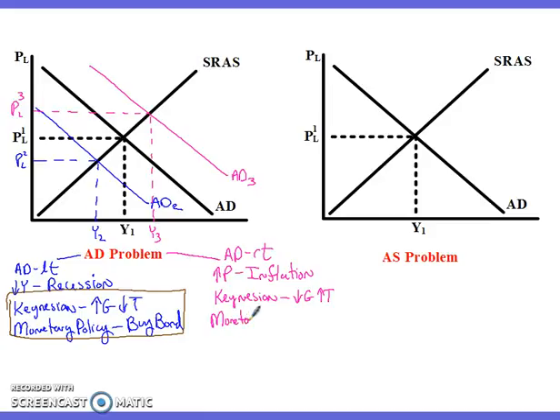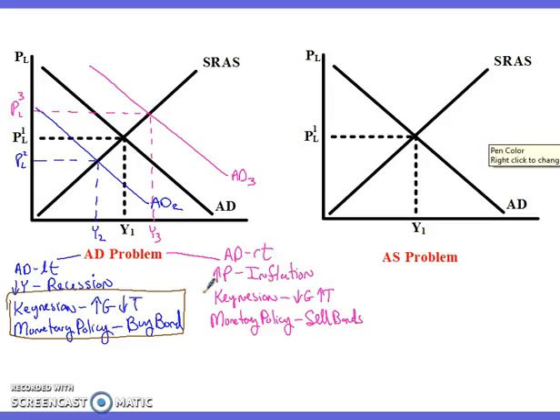Or you could use a monetary policy solution. In this case, with monetary policy, the Federal Reserve is going to sell bonds, and when they sell bonds, people will give money to the Fed in return for bonds. That's going to raise interest rates, decrease investment and consumption. Aggregate demand is going to shift to the left. Again, you can watch an older video on how that works.